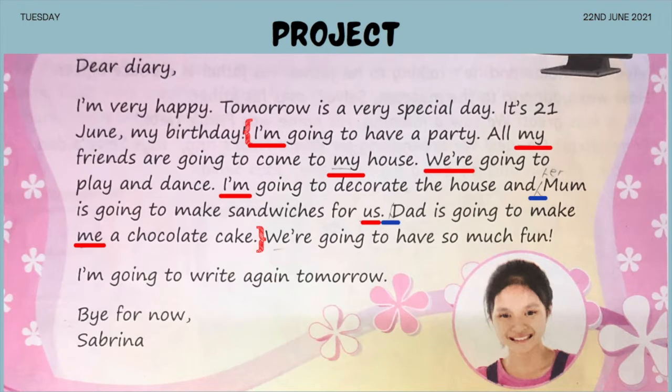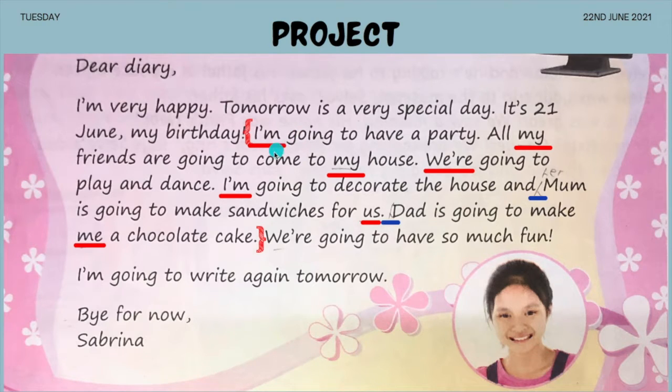Now, the second question is where you need to focus. If you notice, there are some red lines and some blue lines from here until here. Am I right? So what does the second question say? What is she going to do on that day? Apa yang dia akan buat pada hari tersebut? What is she going to do on that day? So, the one that I underline, I want you to replace with a correct noun.